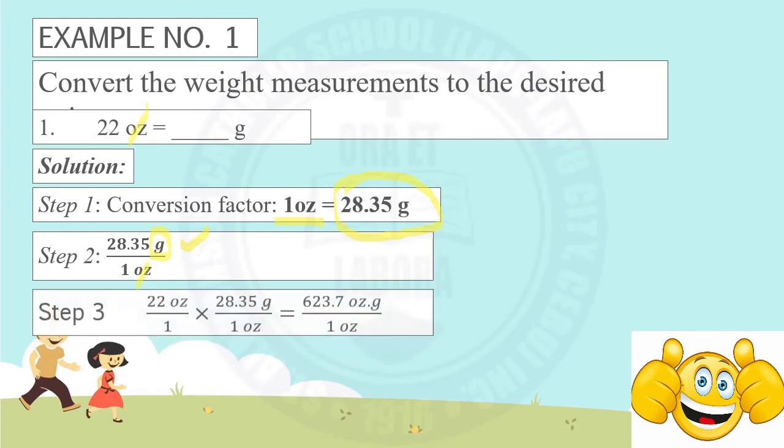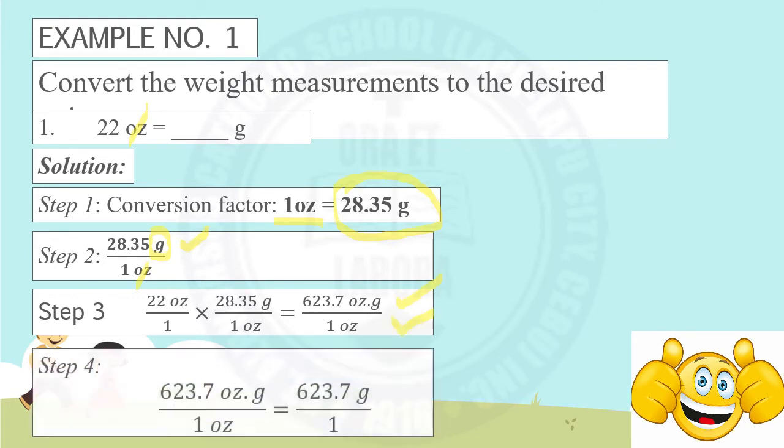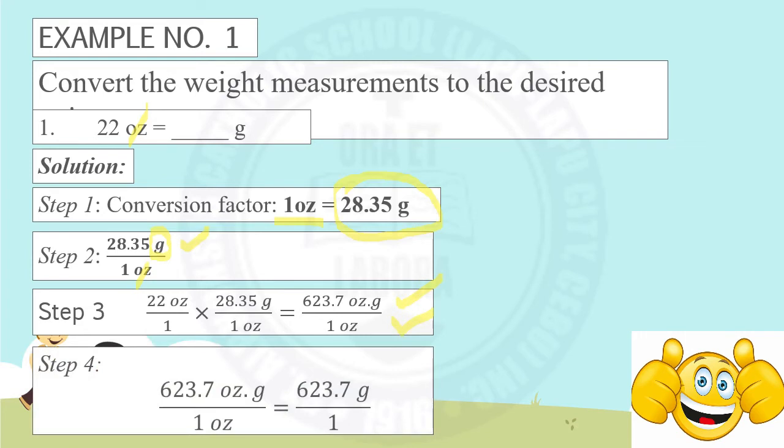Step 3. 22 ounce over 1, which is our given, times 28.35 grams over 1 ounce. That will be our conversion, and that is equal to 22 ounce times 28.35 grams, which is 623.7 ounce gram. 1 times 1 ounce is equal to 1 ounce. Then we will do the cancellation of units, or simplify.